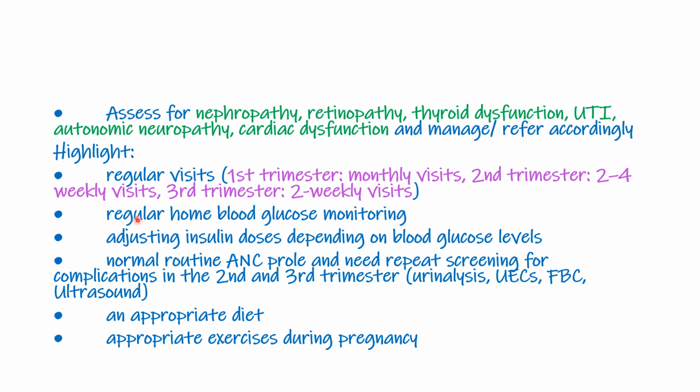In addition to that, you advise them to do regular home blood glucose monitoring and adjust the insulin doses depending on the blood glucose level, because if they are monitoring the glucose level, then you're going to see, are we achieving our normal targets? If we're not achieving our normal targets, then you have to adjust the dose of insulin or the dose of the hypoglycemic agents. In addition to that, normal ANC screening and the need to repeat screening for complications in the second and third trimester. You do urinalysis, UEC, FBC, and ultrasound. So in addition to that, an appropriate diet and appropriate exercise during pregnancy as previously mentioned.